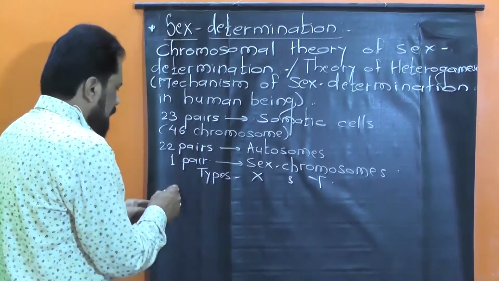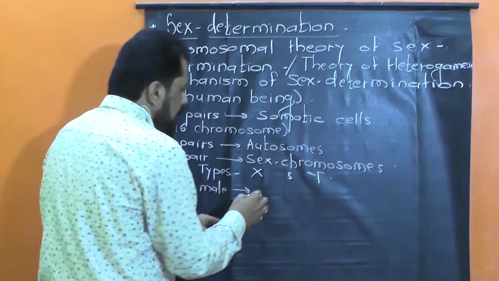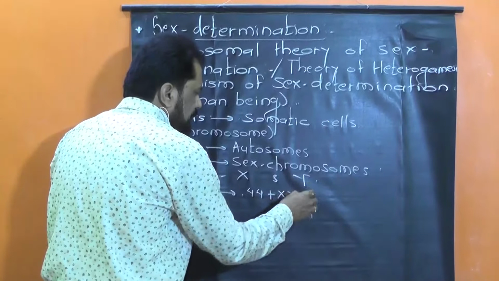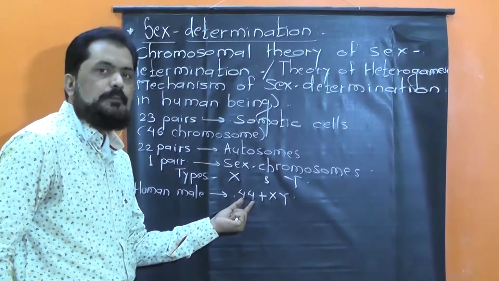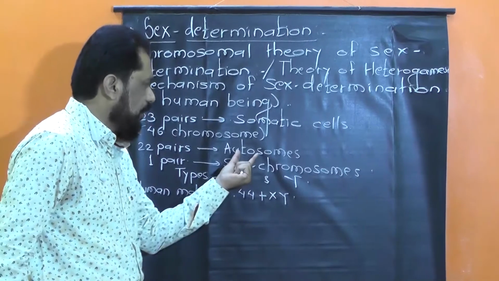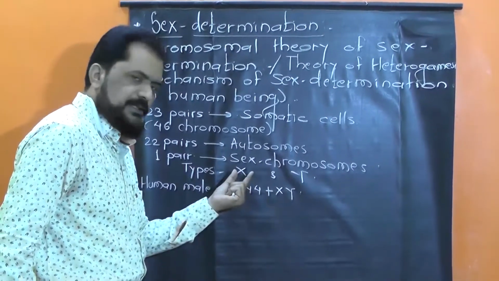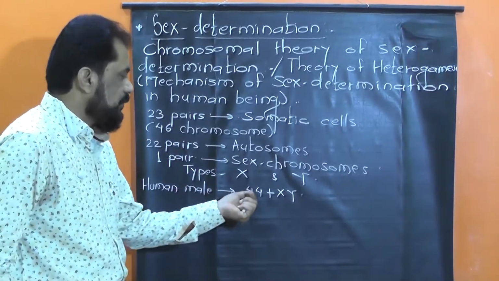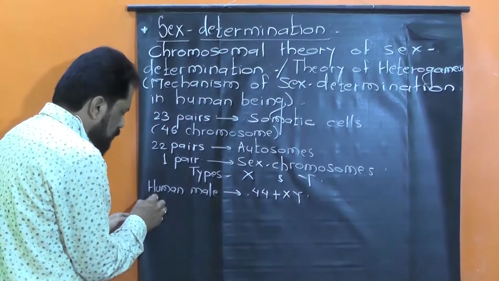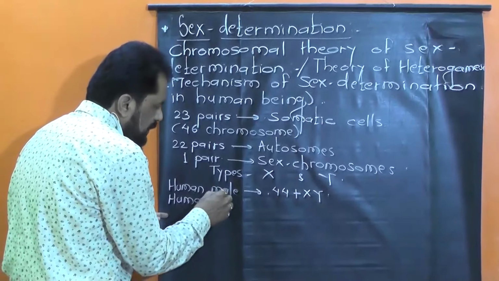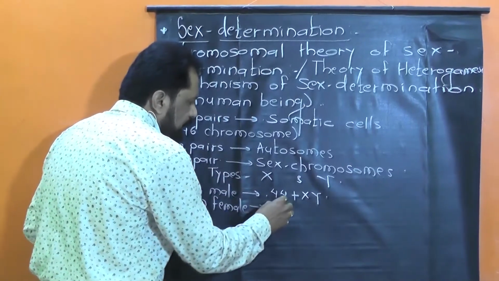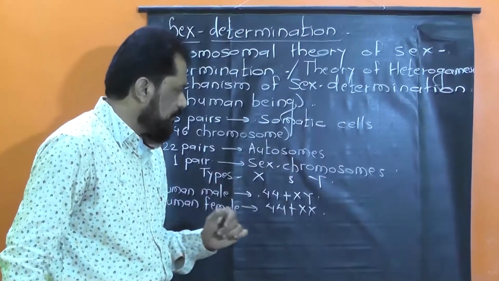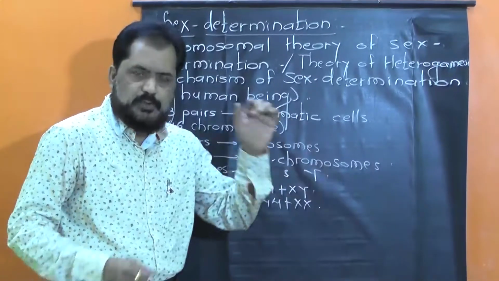Now in human male, the chromosomal constitution is represented as 44 plus XY, where 44, that is 22 pairs of chromosomes, represent autosomes and XY represent sex chromosomes. It means the chromosomal constitution of human male is 44 plus XY and the chromosomal constitution of human female is 44 plus XX. Again, here 44 represents autosomes and XX represent the sex chromosomes.